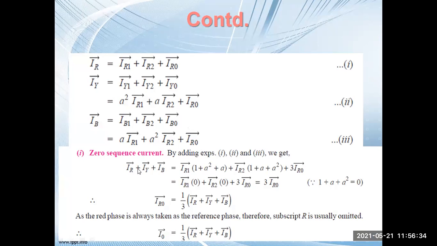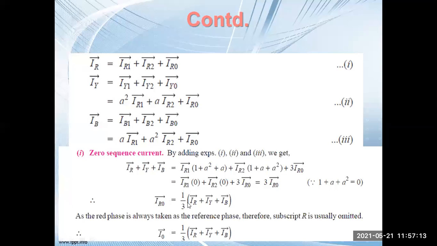Now we would like to add all these expressions for the zero sequence component of current. If we add IR plus IY plus IB, we take IR1 common: 1 plus A square plus A. And IR2 taken common: 1 plus A plus A square. These are equal to 3 into IR0. Now we know 1 plus A plus A square equals 0, so these terms vanish. So IR plus IY plus IB will be equal to 3 into IR0.